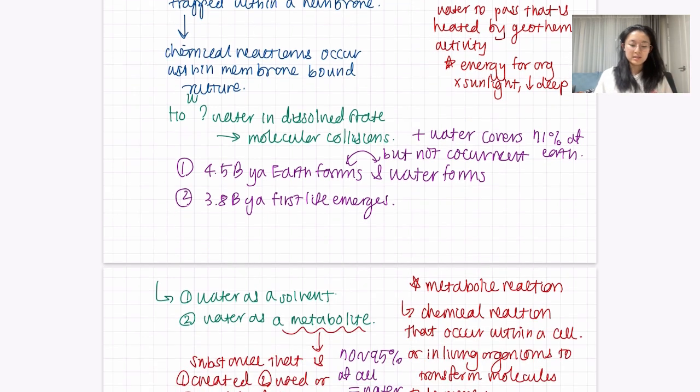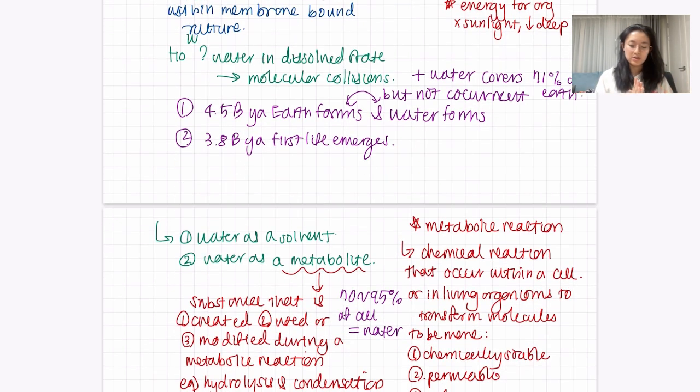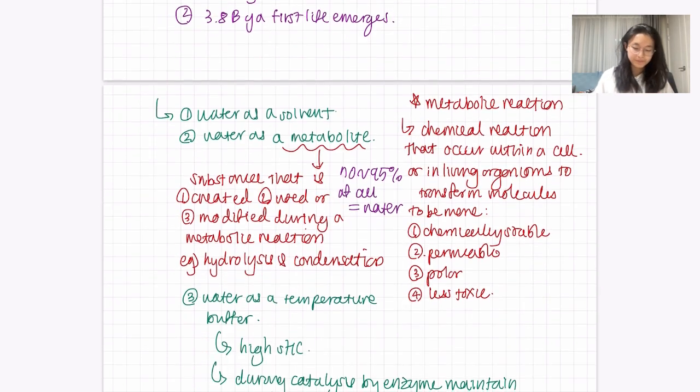Some general facts that I would recommend you to know in this unit is first that Earth had formed 4.5 billion years ago, and not exactly concurrently, but during the same time period, water had also formed. And it was 3.8 billion years ago that the first life had emerged.